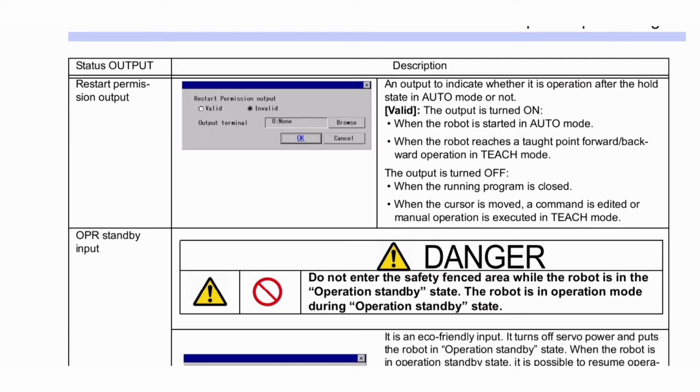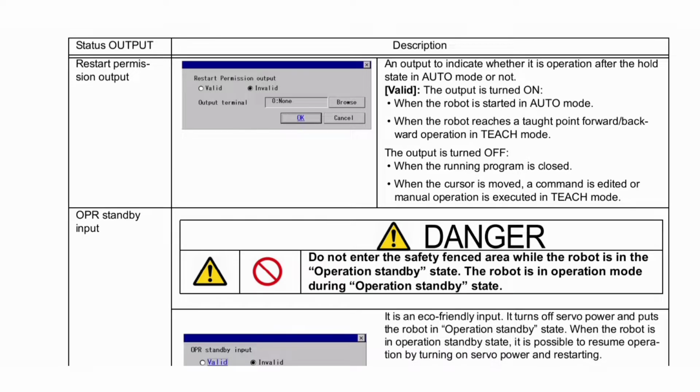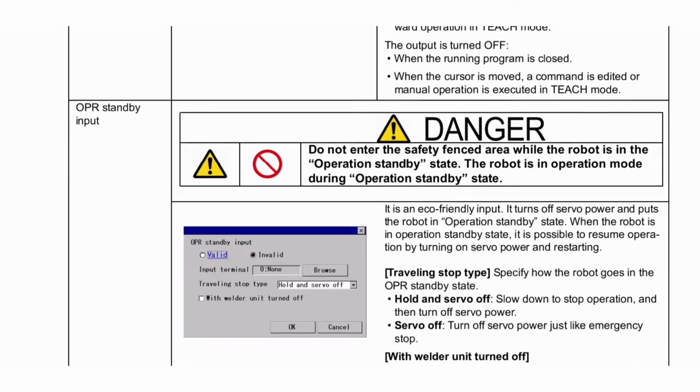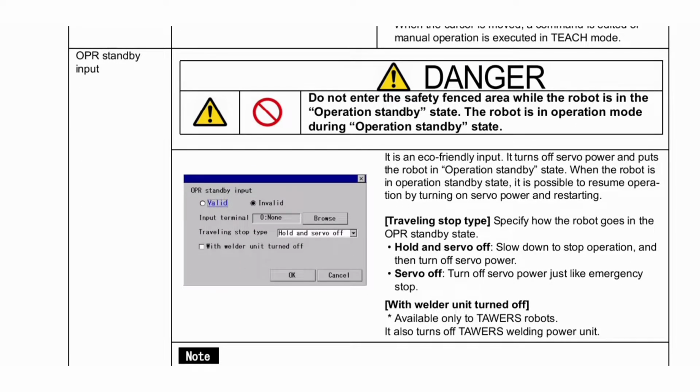Next one is restart permission output. Its image is also given here. An output to indicate whether it is operation after the hold state in auto mode or not, valid. The output is turned on when the robot is started in auto mode. When the robot reaches a dot point, forward backward operation in teach mode, the output is turned off when the running program is closed, when the cursor is moved, a command is edited or manual operation is executed in teach mode. Another one is OPR standby input.